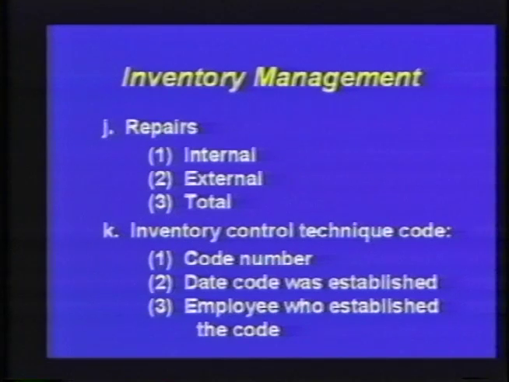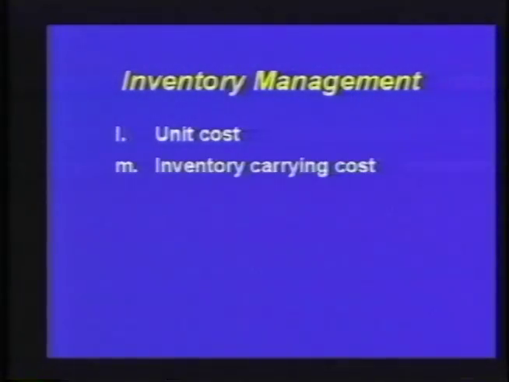Now, if there is more than one person that will be managing the inventory system, then we want to find out not only what the code is, but the date the code was established and the employee by, let's say, badge number or maybe name, who that employee was that established that specific inventory control technique code. Likewise, we have the unit cost, which is really the cost of purchase or the cost to manufacture. We have the inventory carrying cost, which is item M.